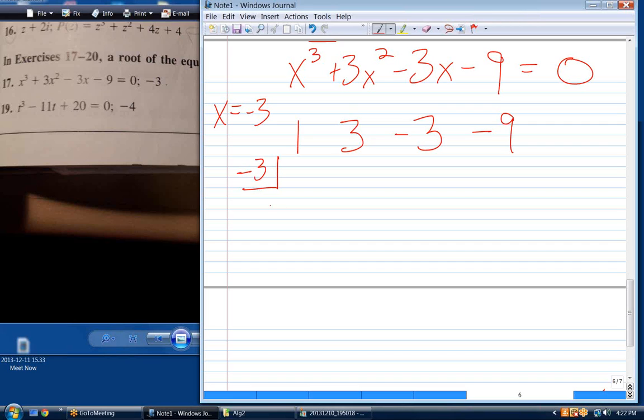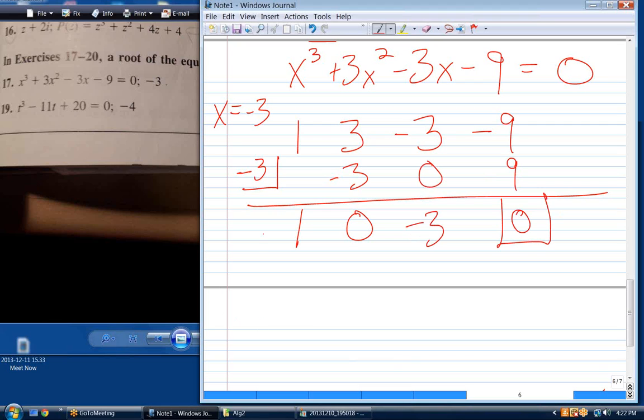So let's synthetically divide. What do we got? So you would get 1 times the negative 3, which would be negative 3, right? And then add them, which is 0. And then you multiply that, which is 0. So you add that, and it's negative 3. Times negative 3 is 9, which gives you 0.